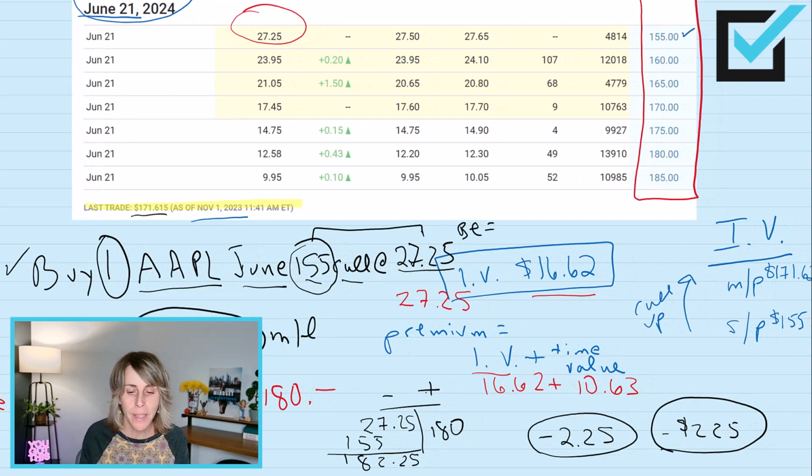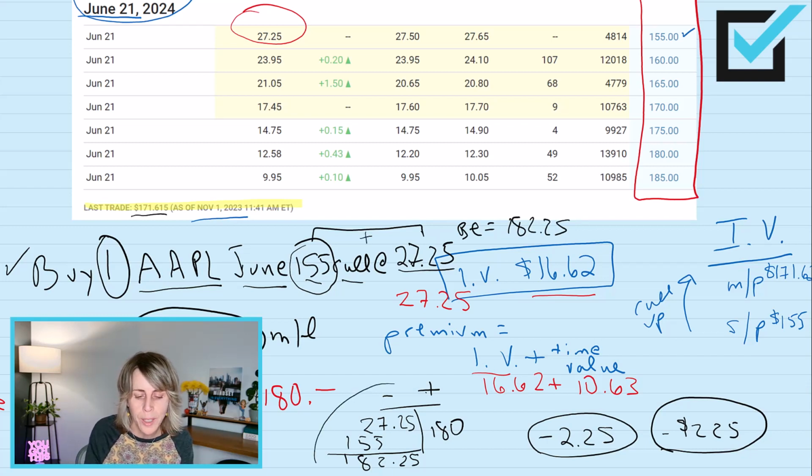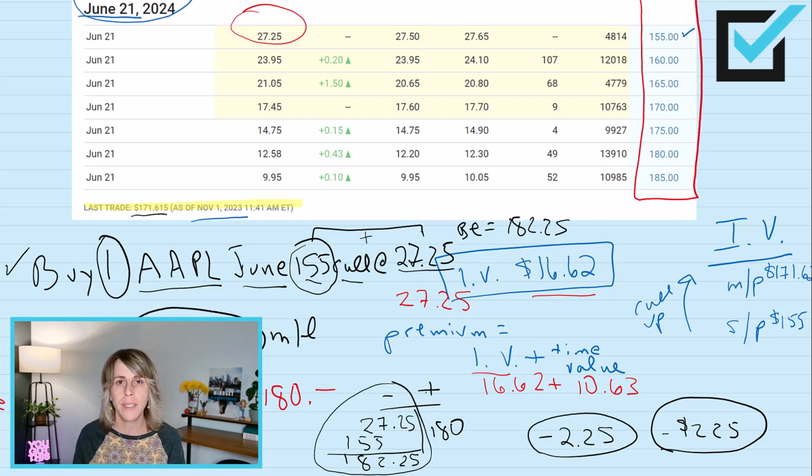So break even is $182.25. Break even is strike price plus premium. So that is this part of the T-chart. It's what we had to pay to buy the option plus what we had to pay to buy the stock. So we didn't make money because we didn't have the market price above the break even. Now we could exercise the option because the market price was above the strike. So that is a real world example of a call on Apple.